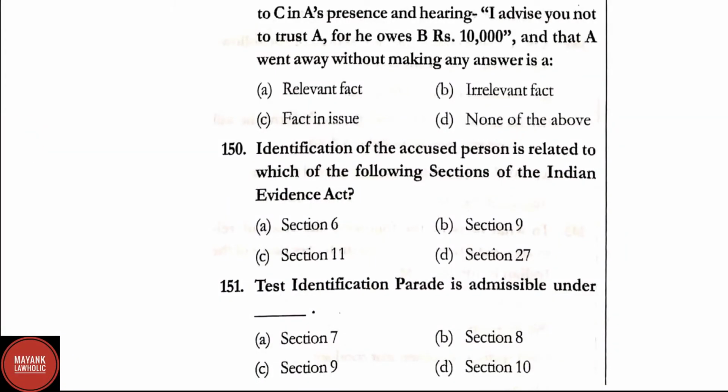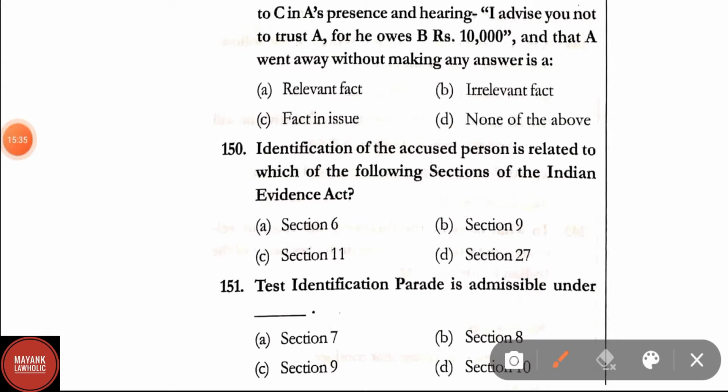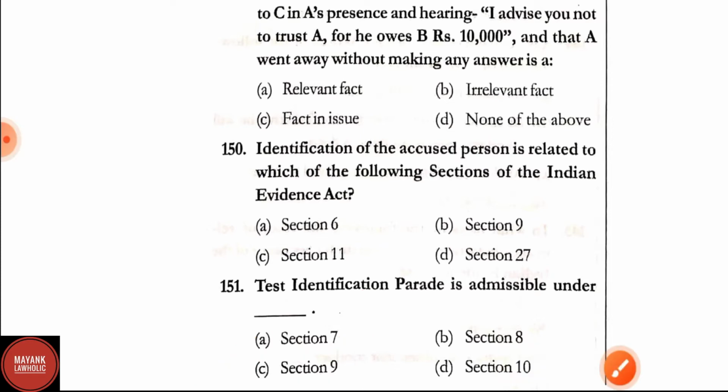Question number 151. Test identification parade is admissible under. Correct answer is option C, that is section 9. TIP is admissible under section 9 of the Indian Evidence Act.